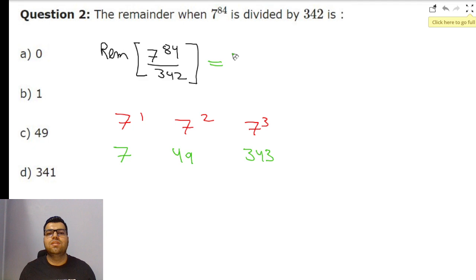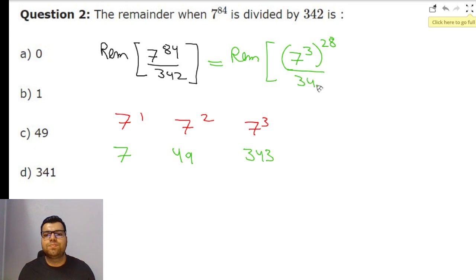So you do it like this, remainder of 7. So what is 84? 3 into 28 is 84. So I will write it as 7 raised to power 3 raised to power 28 divided by 342. Okay, let's move. So this is remainder of 343 raised to power 28 divided by 342.